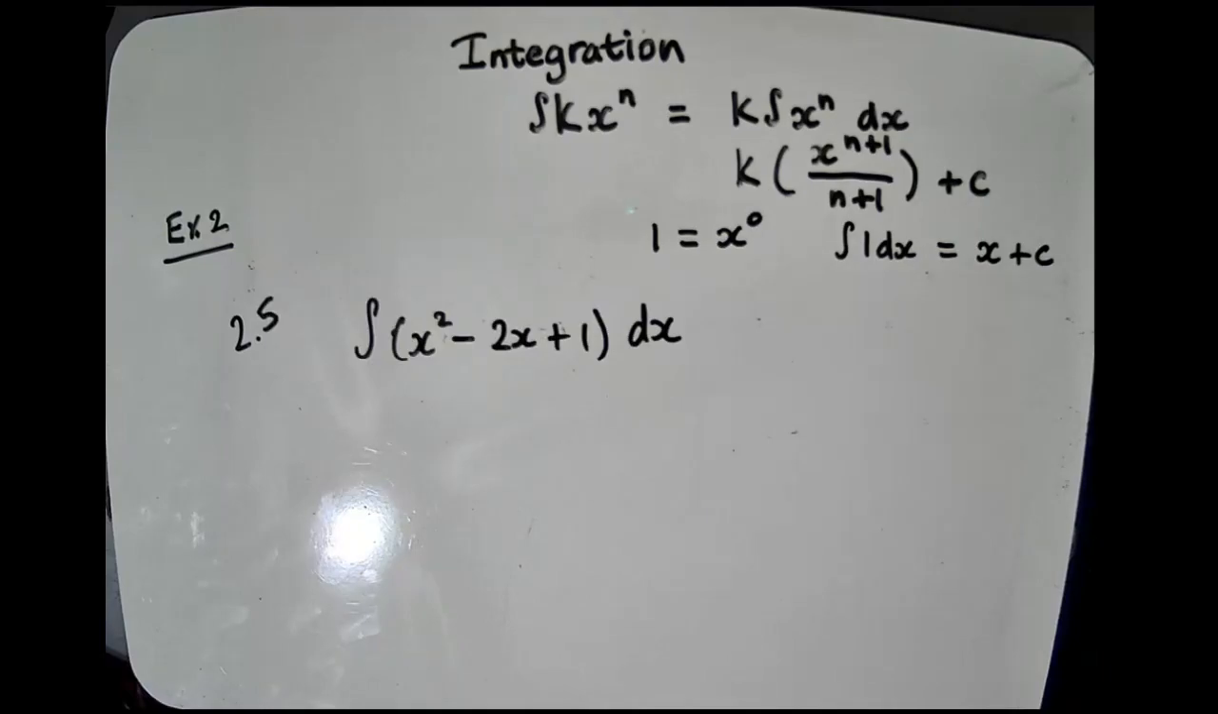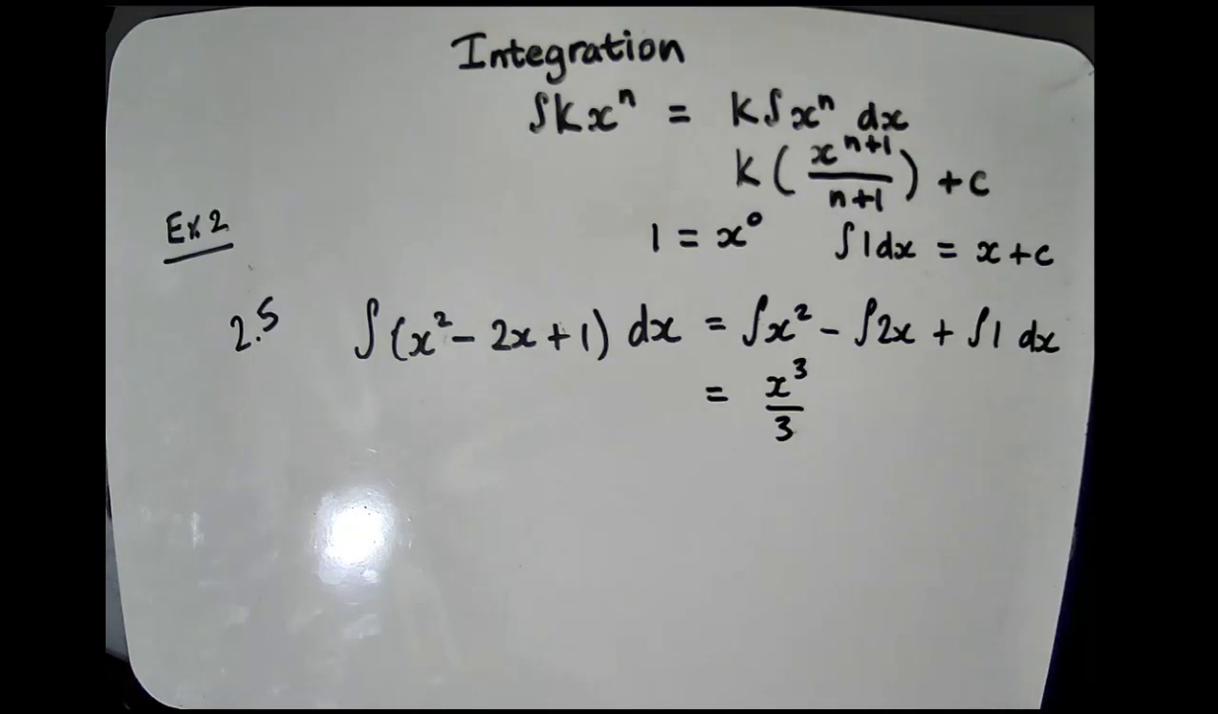2.5, we have 3 terms, so all we're going to do in the first step is to separate it: the integral of x squared, the integral of 2x, and the integral of 1. Don't forget to keep the same signs. So the integral of x squared minus the integral of 2x plus the integral of 1. That's our first step. Then we don't have to do that long method anymore. We can go straight into it, right?